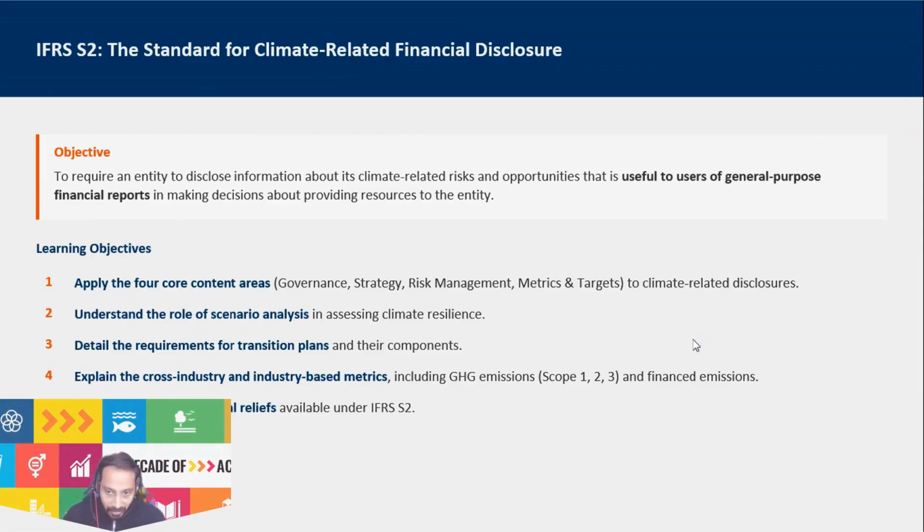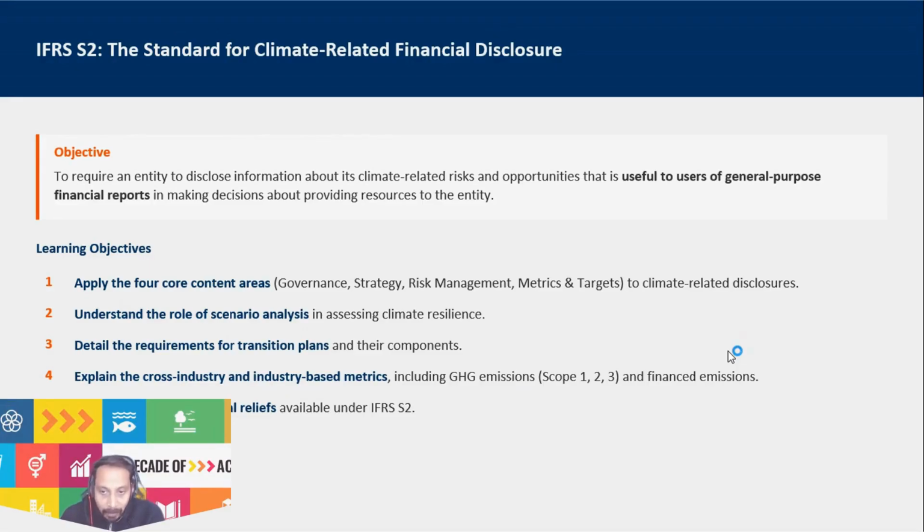By the end of this session, you will be able to apply the 4 pillars that are based on the TCFD, the Task Force on Climate-Related Financial Disclosures. That is governance, strategy, risk management, and metrics and targets. Specifically for climate, these 4 pillars are very important under IFRS S2. You will also understand the critical role of scenario analysis. That is also one of the objectives. We'll see in much more detail in phase 2 how we are going to calculate climate scenario analysis, but we'll see the basics of climate scenario analysis.